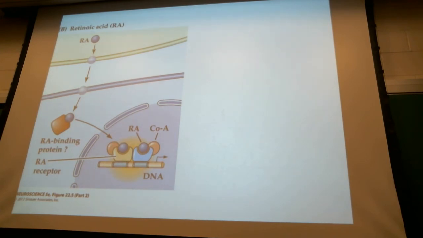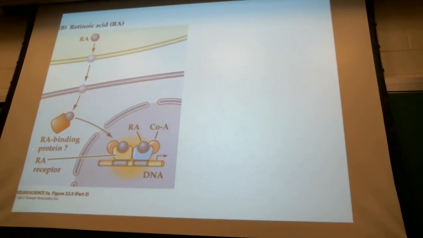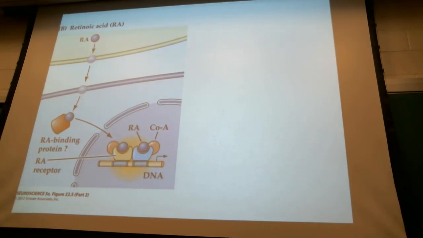Is this familiar to you? We saw something like this the other day. What was that? The stress hormone, glucocorticoid, which crosses the membrane, and the receptor is not on the membrane, it's in the cytosol, and then it binds to it, and then goes to the nucleus, right?